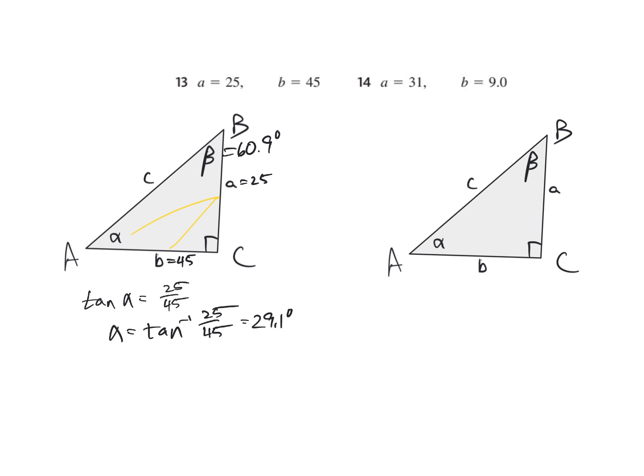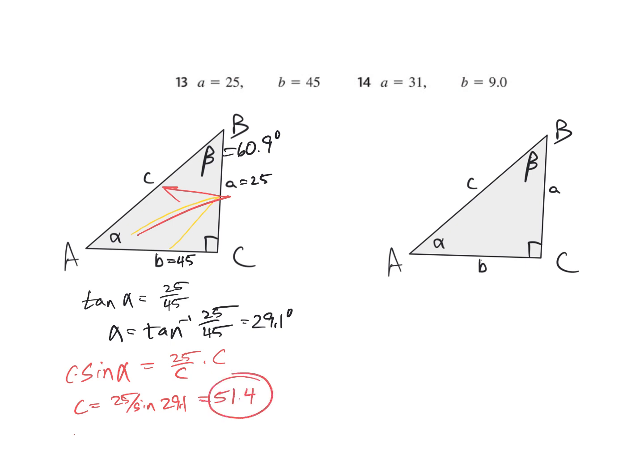And now we get C. Let's go ahead and do the opposite leg over the hypotenuse. That's the sine of alpha, equal to 25 over C, and alpha, remember, is 29.1. So multiplied by C, we're going to get 25 divided by the sine of 29.1. So 25 divided by sine of that is equal to 51.4. So there's all your values we were supposed to be getting.